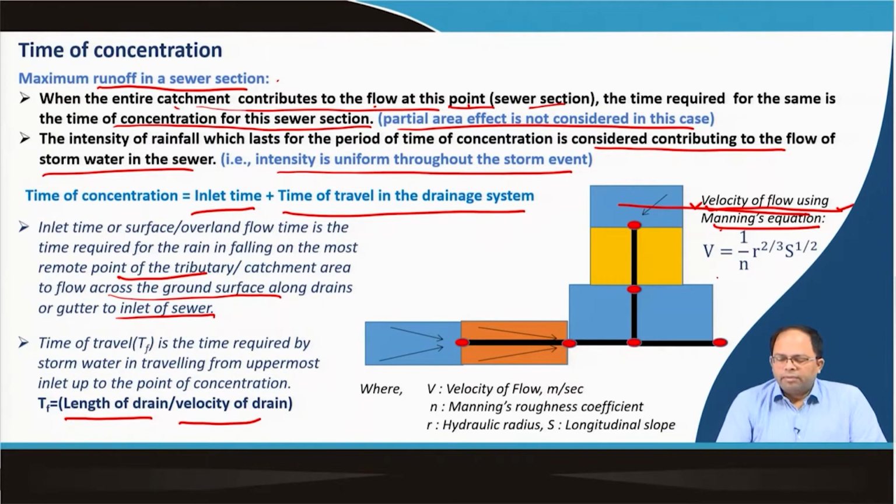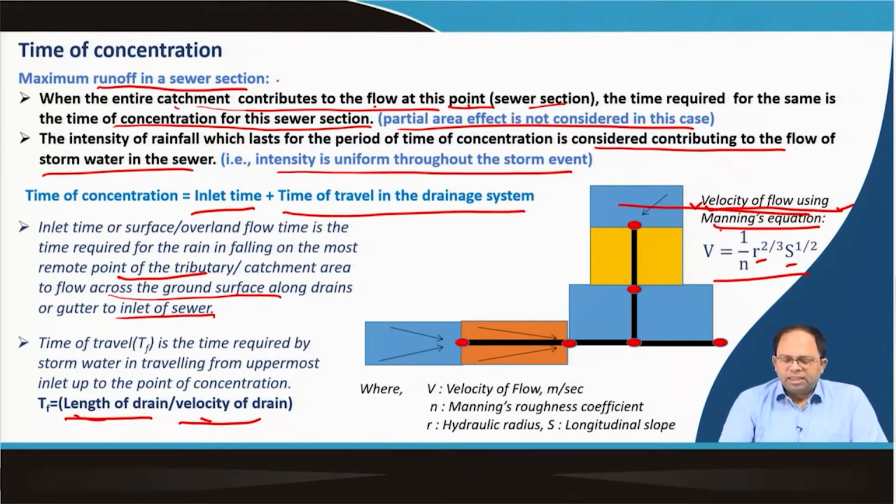So, we can use this formula V equal to 1 by n R to the power 2/3 into S to the power half. R is hydraulic radius, S is slope, friction slope. So, this could be utilized for determining the velocity of water in the drain, and based on the length of that particular drain we can determine the time of flow.